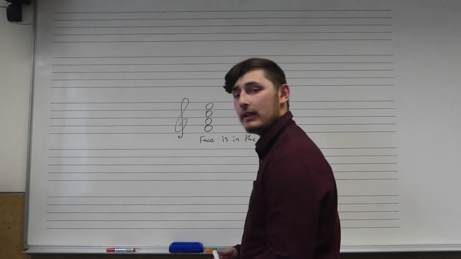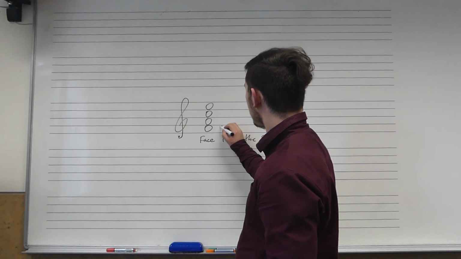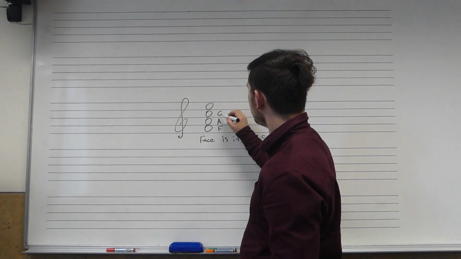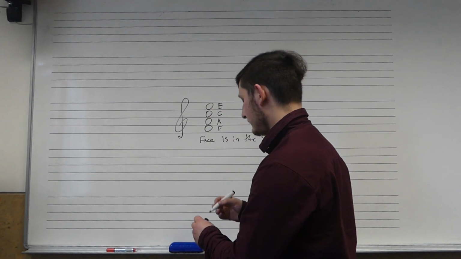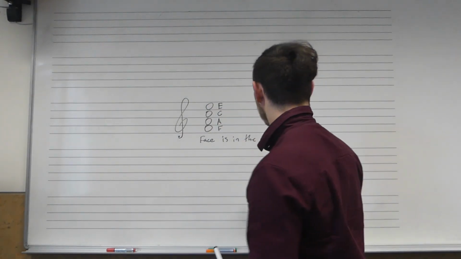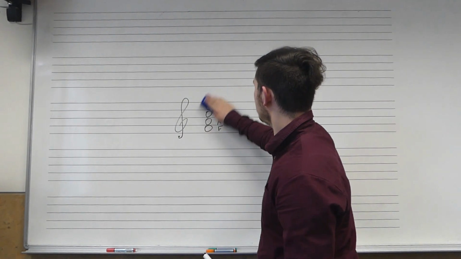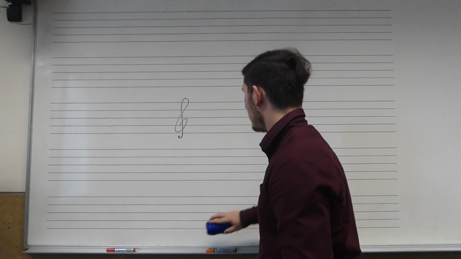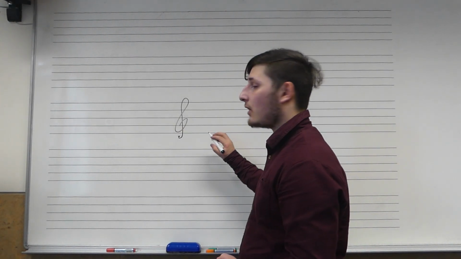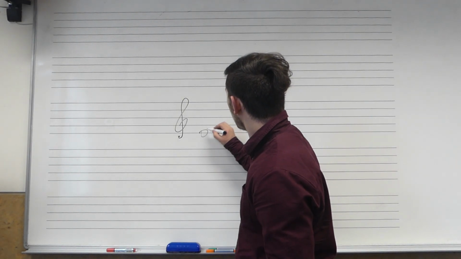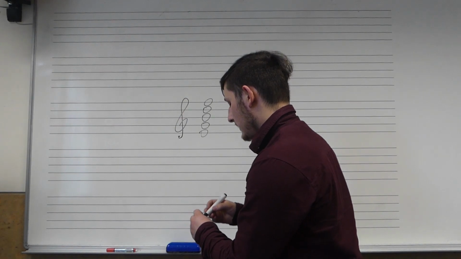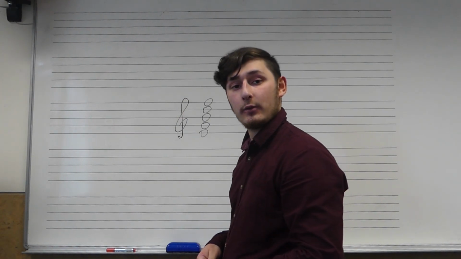So that means we have at the bottom F, A, C and E. Face is in the space. Next we have the notes that are on the lines. Now this one is a little different.